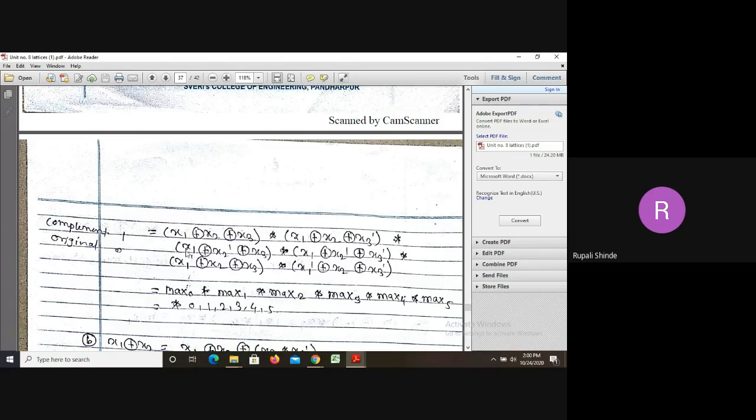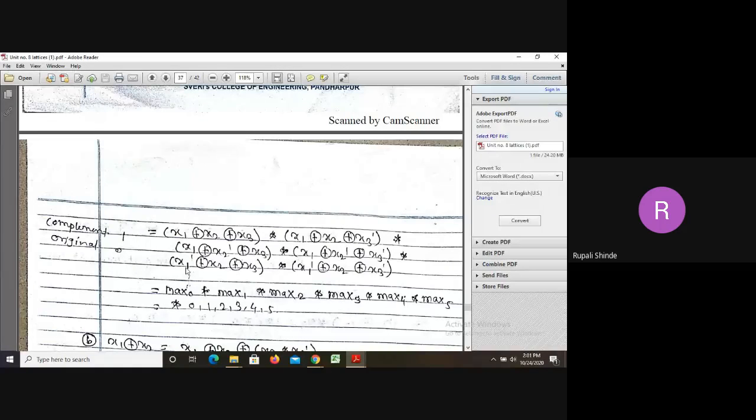Now for this third term, again the first value is x1. So it is in original format, so we have to assign the value 0. 0, 1, 0. And this is for max of 2. Likewise, 0, 1, 1. So this is for max of 3.